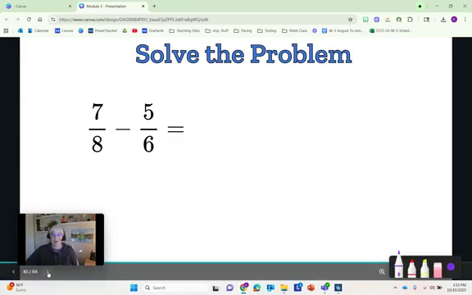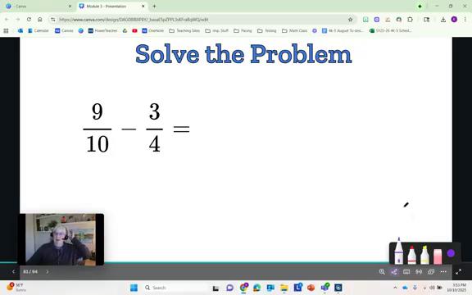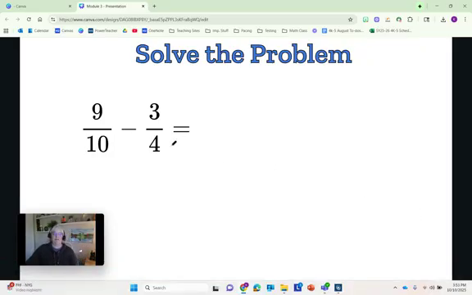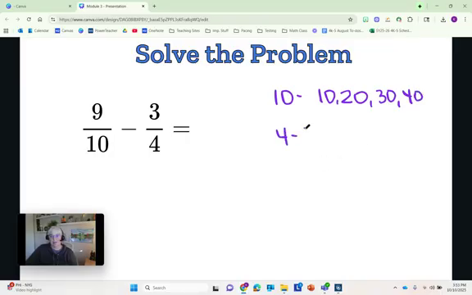All right, let's do one more. For this problem, our denominators are 10 and 4. If I do my multiplication facts for 10, 10 times 1 is 10. 10 times 2 is 20. 10 times 3 is 30. 10 times 4 is 40. And my multiplication facts for 4, 4 times 1 is 4. 4 times 2 is 8. 4 times 3 is 12. 4 times 4 is 16. 4 times 5 is 20.